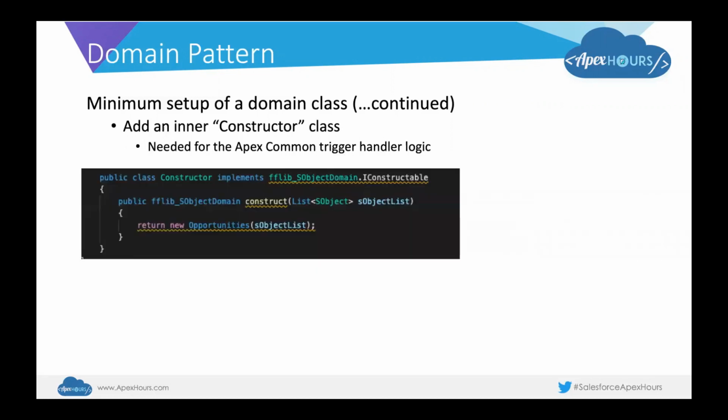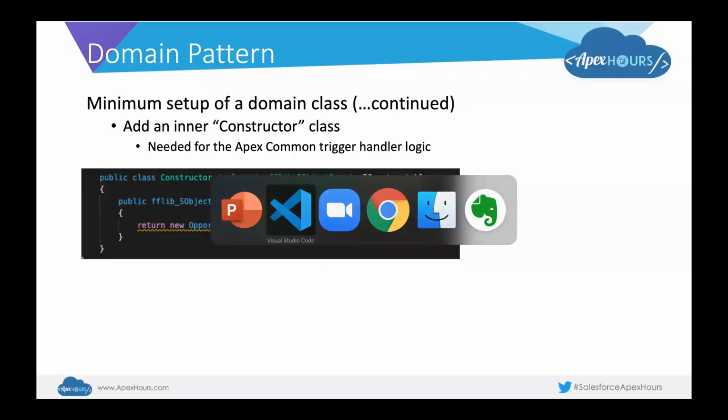And the last thing you typically add to a domain class is an inner class called Constructor. And it's a very straightforward construct. This is an inner class called Constructor. It implements this particular interface. And you have one method called construct. And then from there, you just instantiate the new Opportunities. So let me show you that class real fast.